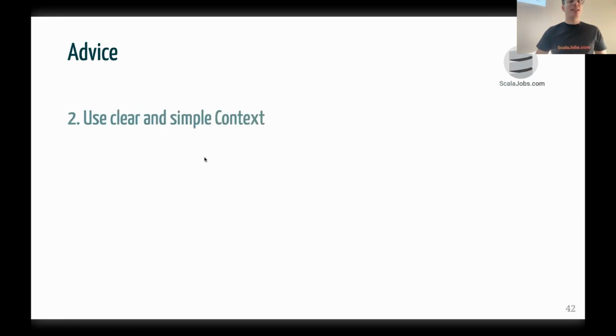Second piece of advice is use clear and simple contexts, because we know that the value only changes when we change context. So it has to be clear when this happens. And I found in practice this per request or production versus test is easy to understand, easy to explain. If you want to use something too fancy, it may not be the right choice.